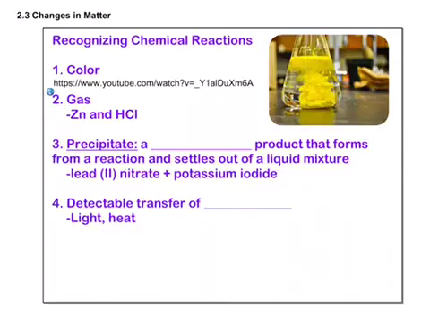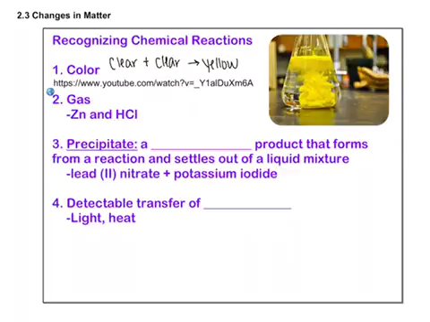So there's some evidence when a chemical reaction happens. One form of evidence can be a color change. And so, for example, you could have a clear substance that you mix with another clear substance, and you end up producing a bright yellow substance. And so that would indicate to you that a chemical reaction has happened.